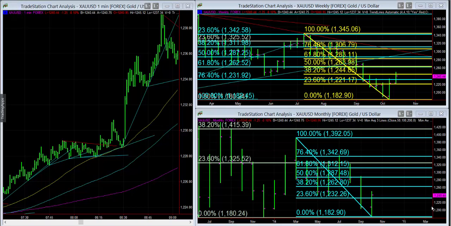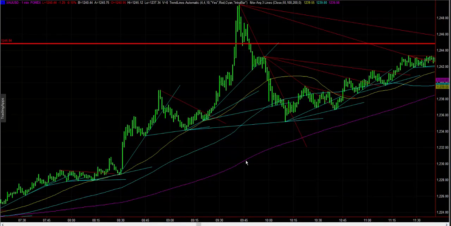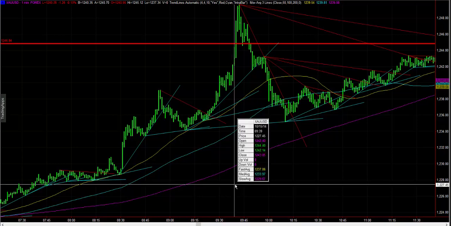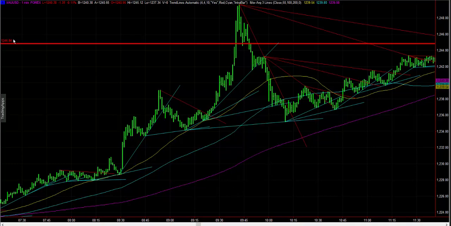In this video, we are going to look at gold against the US dollar. Let's start off and take a look at a 1-minute chart, very tight periodicity. We're looking at yesterday's price activity right after US equity markets opened. We've drawn a horizontal red line here right around the 1244.85 line.